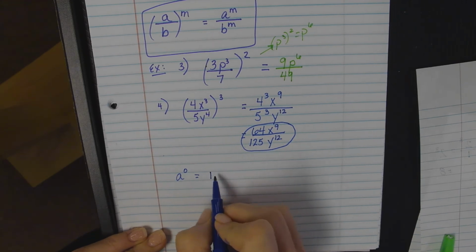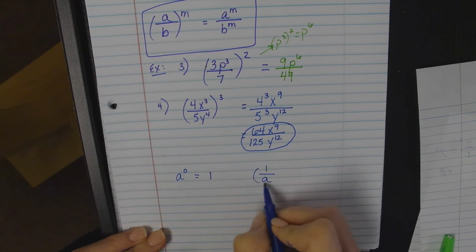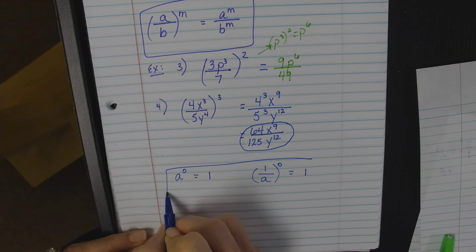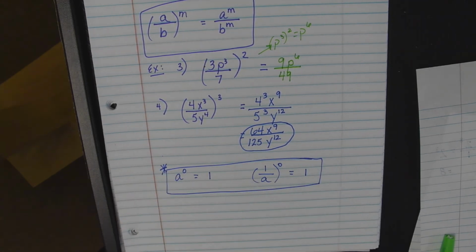Any number to the 0 power is 1. You have 1 over a, all to the 0 power. It is equal to 1. This is something you need to memorize, understand. Try it in a calculator. Any number to the 0 power will be 1.